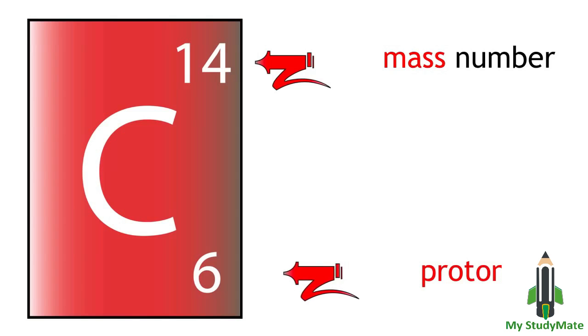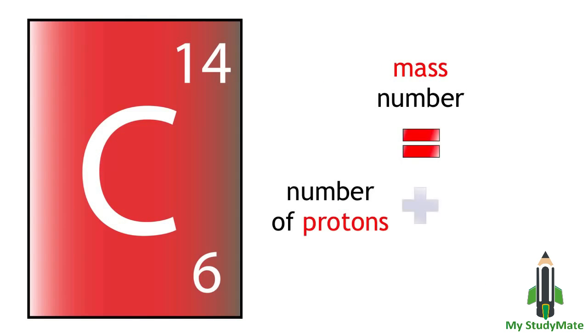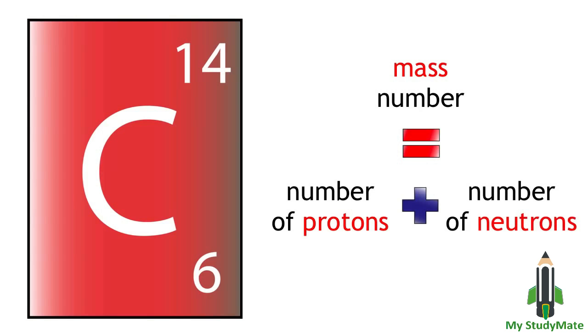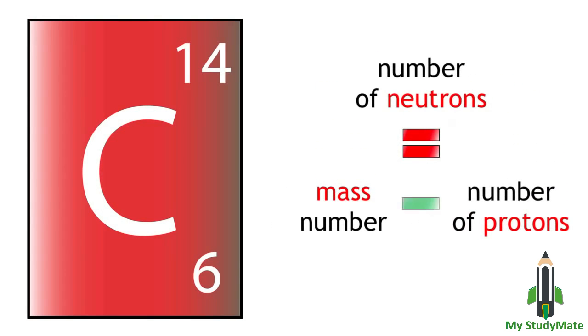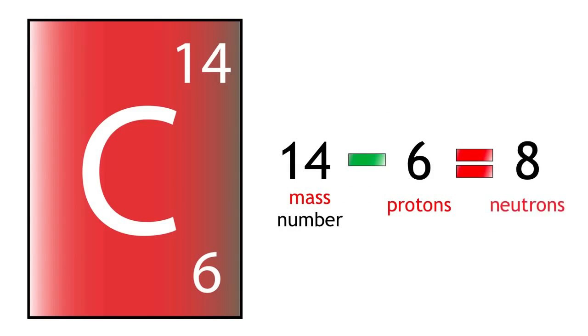Carbon-14 has a mass of 14, but it still only has 6 protons. Mass number equals protons plus neutrons. Rearranged, neutrons equals mass number minus protons. 14 minus 6 equals 8. Therefore, carbon-14 has 8 neutrons.